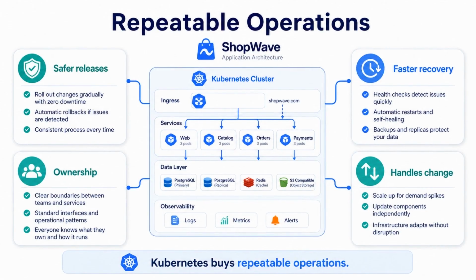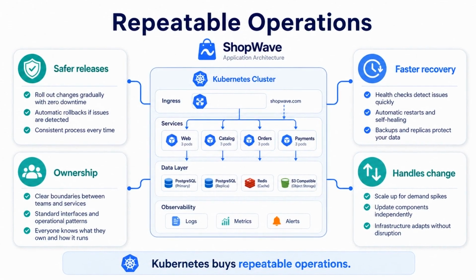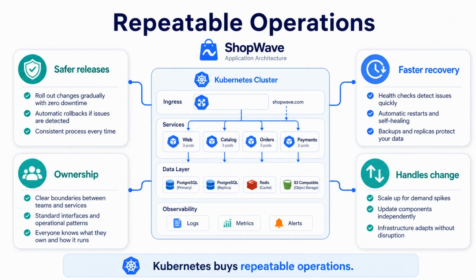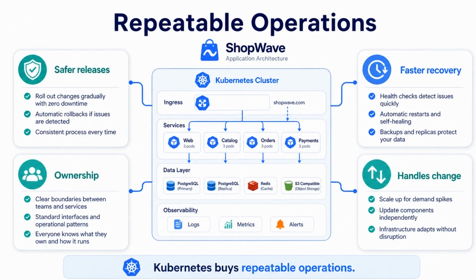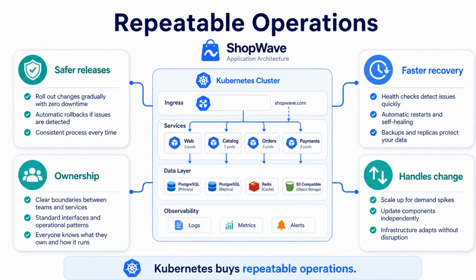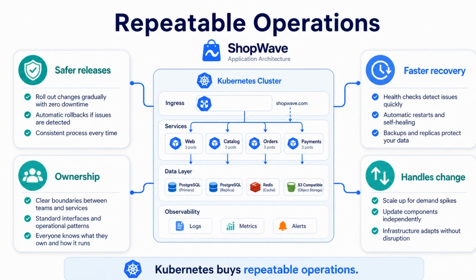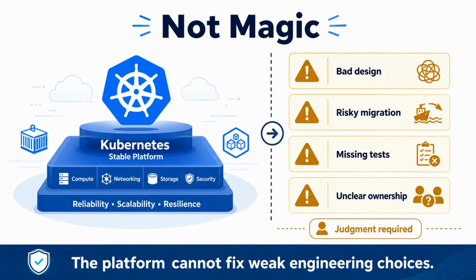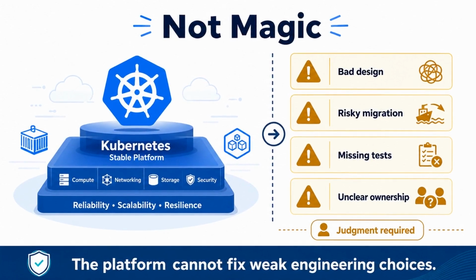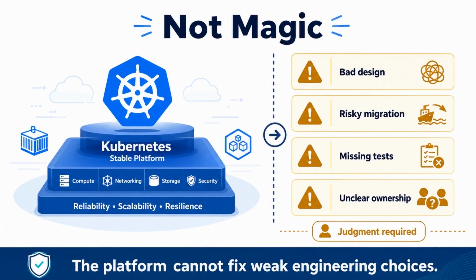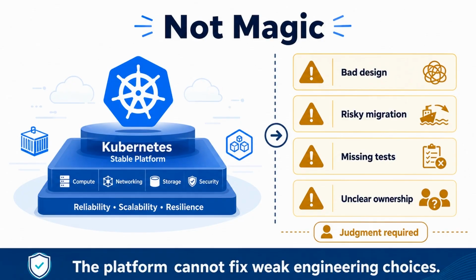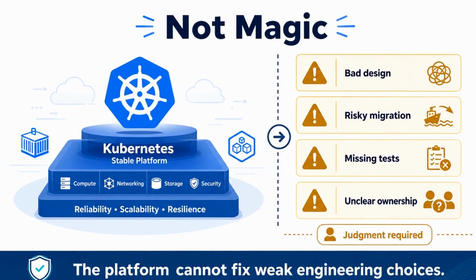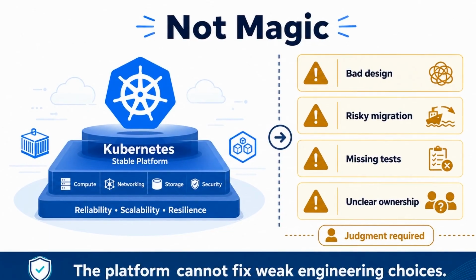The business value is not that Kubernetes sounds modern. The value is repeatable operations, safer releases, faster recovery, clearer ownership, and a platform that can absorb normal change without a fire drill every time. But Kubernetes will not fix a poorly designed application, a dangerous database migration, missing tests, or unclear ownership. It gives teams better control loops. It does not replace engineering judgment.